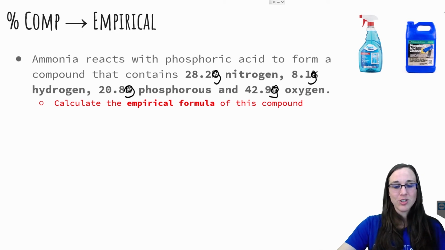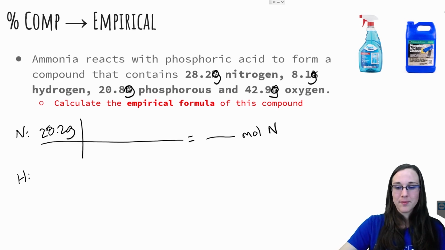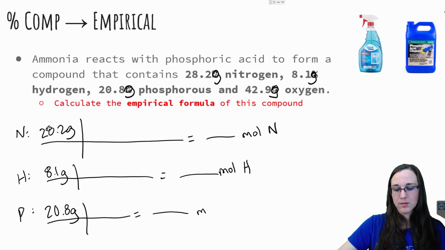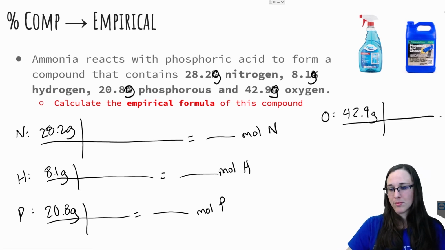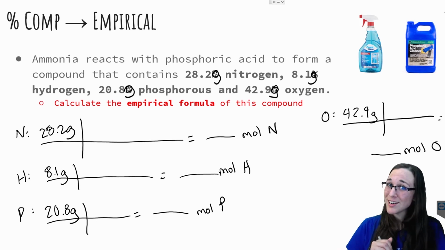Let's draw our magical line to freedom for each of these atoms present. We have nitrogen first at 28.2 grams. We have hydrogen next at 8.1 grams. And for phosphorus, we have 20.8 grams. And oxygen has 42.9 grams. Now all we gotta do is use our molar mass to get from grams to moles of each atom type present. Where do I get that molar mass? The periodic table, of course.